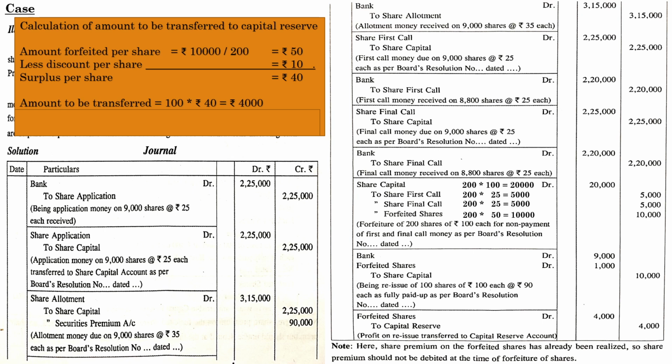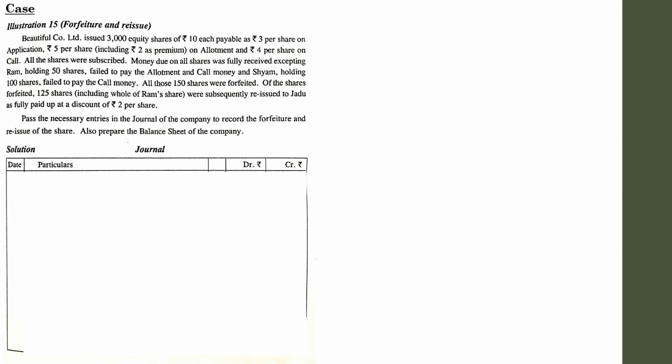So let us go to the next case. Forfeiture and reissue. Beautiful Company Limited issued 3,000 equity shares of rupees 10 each, payable as 3 per share on application, 5 per share on allotment, including premium, and 4 per share on call. All the shares were subscribed. Money due on all shares was fully received except Ram holding 50 shares, who failed to pay the allotment and call money, and Sham holding 100 shares, who failed to pay the call money.